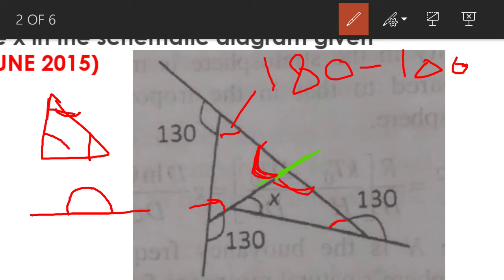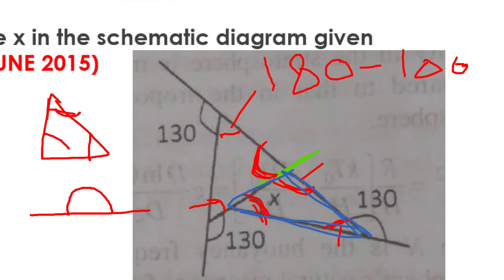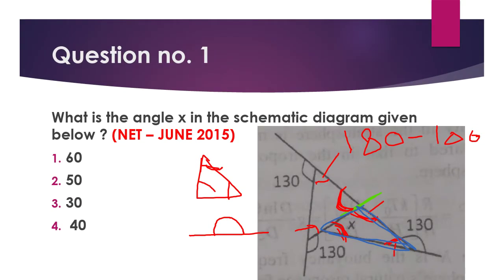100 degrees. If it is 100 degrees, this is 50 degrees, then this angle will be 30 degrees, because 30 plus 50 plus 100 is equal to 180 degrees. That totally makes the triangle. Okay, so here the value of X will be 30 degrees, and hence your answer will be the third option.